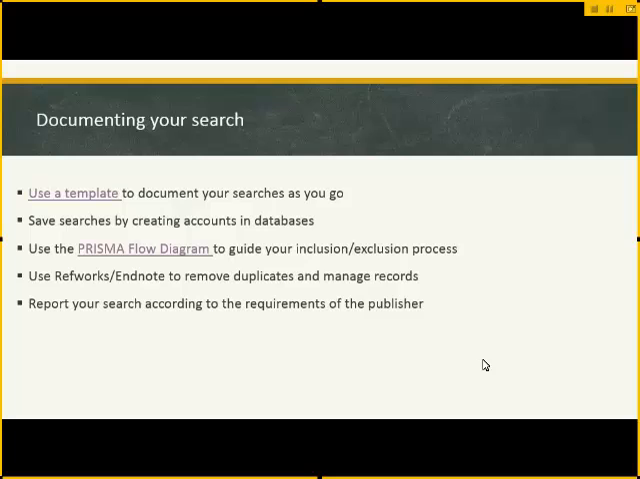So as I said, you just make sure that you are reporting your search according to wherever you're publishing. Some places might have slightly different criteria. They might ask you to document it in a particular way. So it's always good to check with wherever you're intending to publish this review and what they're asking you to do. But when in doubt, you can always just go with the standards of the Cochrane Group.